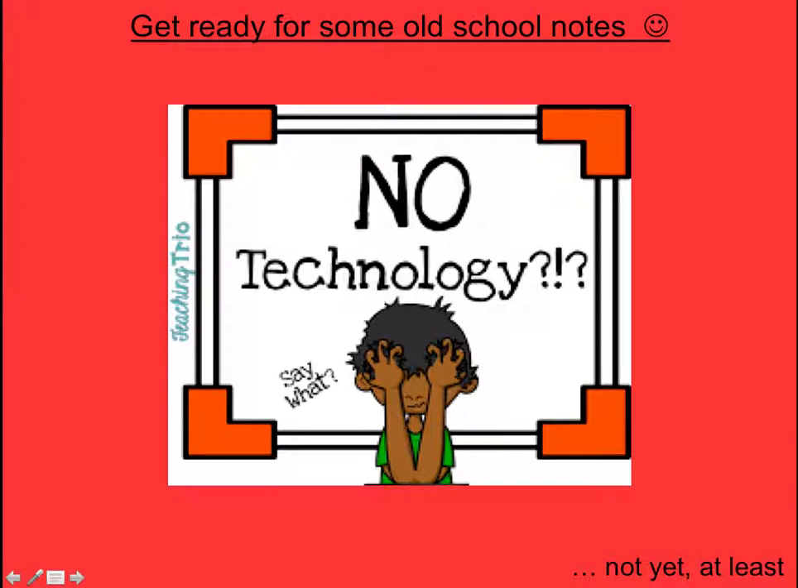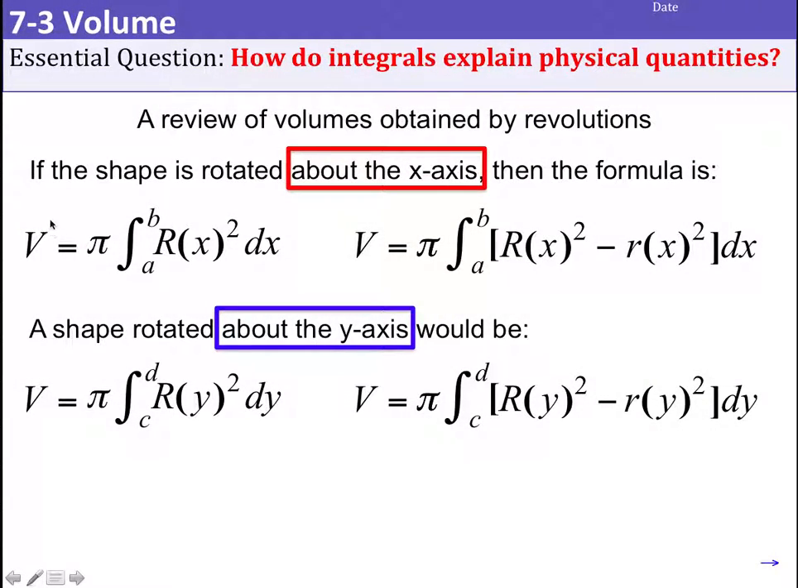This is day 3 of section 7.3 for volumes, and before we get into the new material, I just want to review volumes obtained by revolutions. When we revolve around the x-axis, we have our disks about the x-axis, those are dx problems, and our washer about the x-axis, also dx. About the y-axis, we have our disks, a solid disk, a dy problem, and here's our washer about the y-axis, also a dy problem.